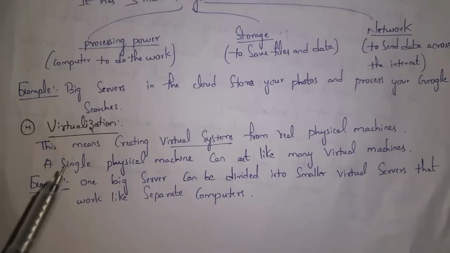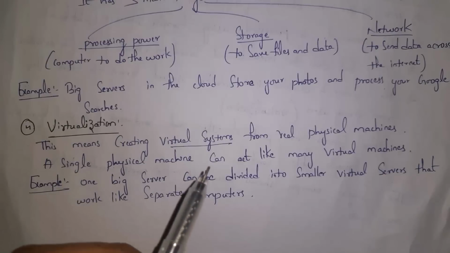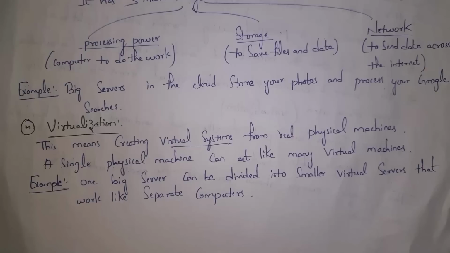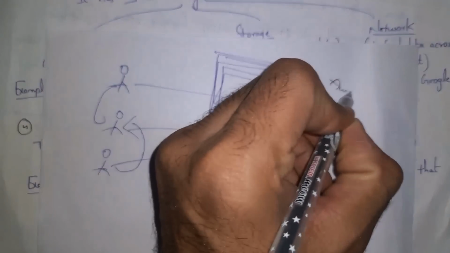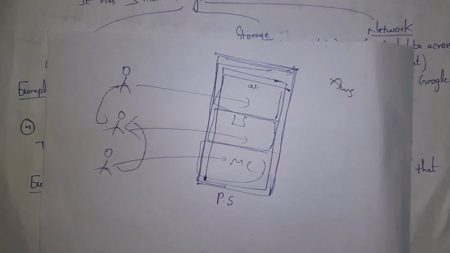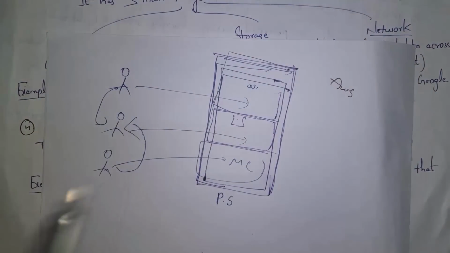Guys, virtualization means creating virtual systems from real physical machines. Guys, virtualization means inside single physical computer, we can create multiple virtual computers. For example, if you consider cloud, in cloud, inside single physical server, we can create multiple virtual servers. Guys, for example, if you consider AWS, in AWS, single server is given to multiple users. For example, AWS company contains so many servers. And single server is given to multiple users.